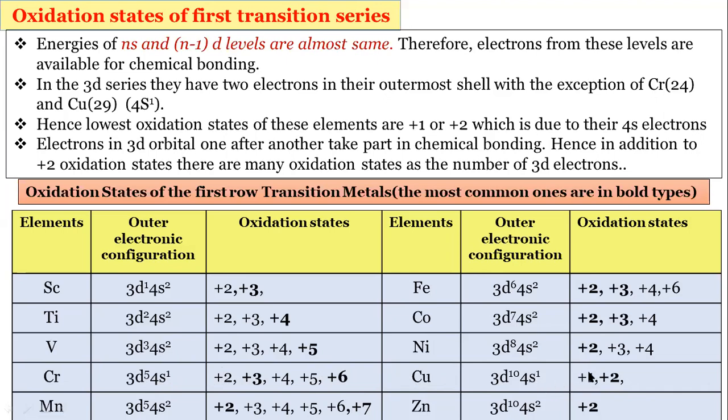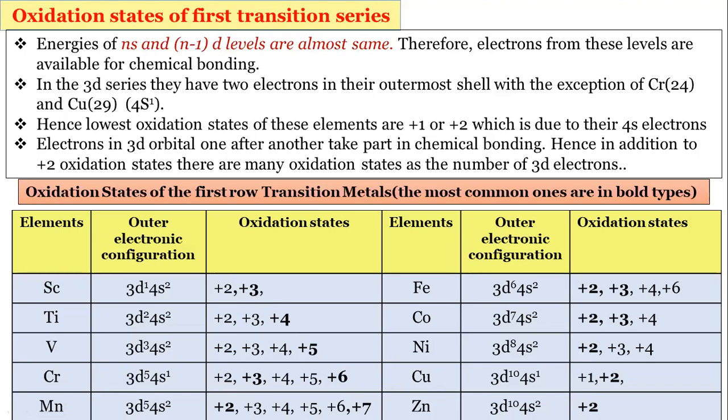So copper can show +1, but it is very unstable. That's why it is neglected. In case of chromium, it can also show +1 oxidation state, but it is very unstable, so it is neglected. So in case of oxidation states of the first transition series, the lowest oxidation state is +1, and we can see the highest oxidation state is +7. The oxidation states shown in bold type are the very stable oxidation states.